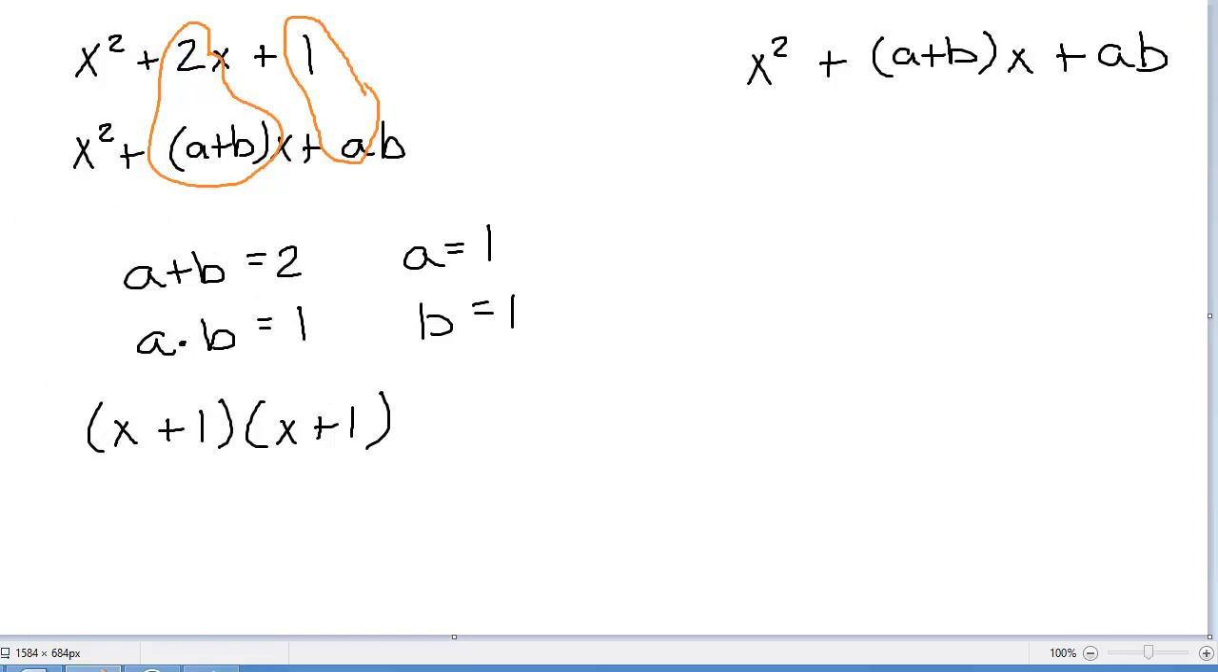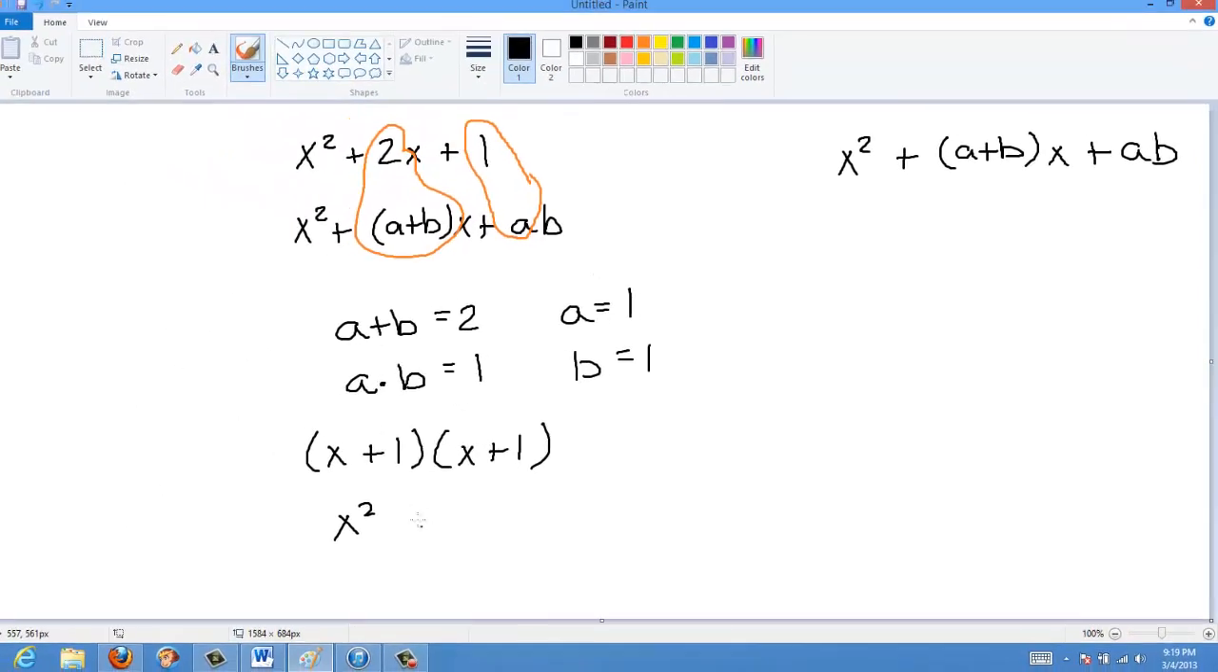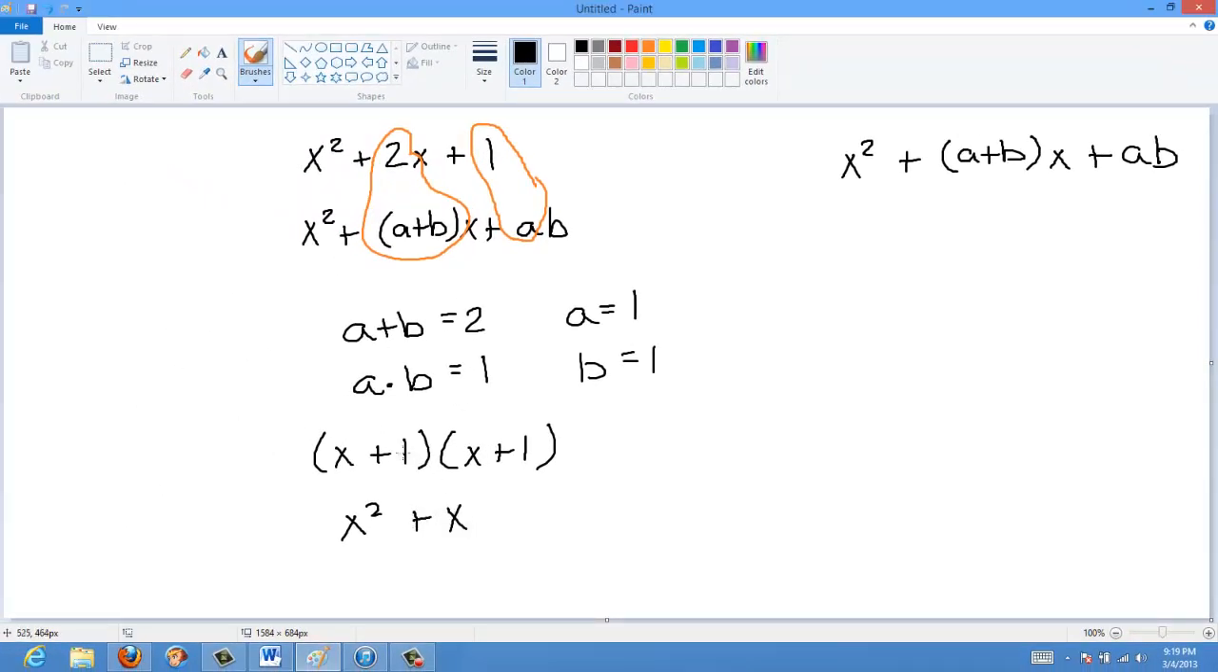If we were to multiply this out, we would get x squared plus x, and then multiplying this term and this term, we get another plus x, and then the last two constants give us plus 1, which is x squared plus 2x plus 1.